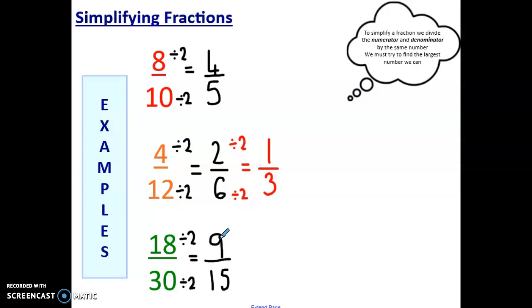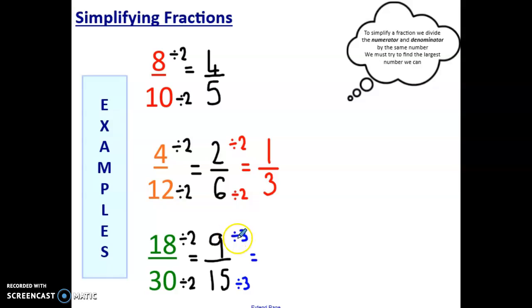But wait, they are both in the 3 times table. So for this one I can divide again, but I can divide by 3. Be careful, I don't always divide by 2. Sometimes I can divide by 3 or 4 or 5 or more. Dividing by 2 is the easiest, but not always the answer. I cannot have a decimal answer on my fraction. If I divide 9 by 2, I get 4.5. I can't have that on a fraction.